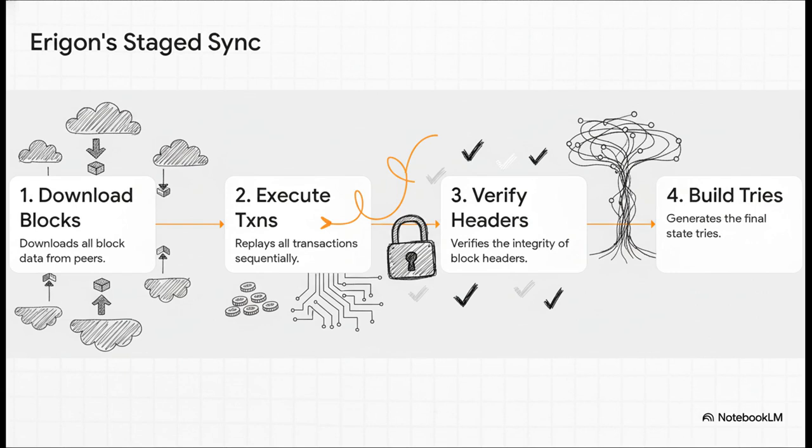Then, once it has the data, it focuses on executing all the transactions. That's a heavy CPU task. By not making the CPU and the disk fight for resources at the same time, you avoid a massive bottleneck. This whole one-thing-at-a-time approach is the secret sauce behind its incredible sync speed.